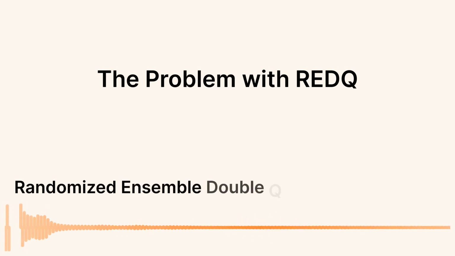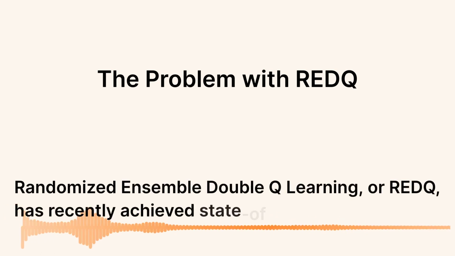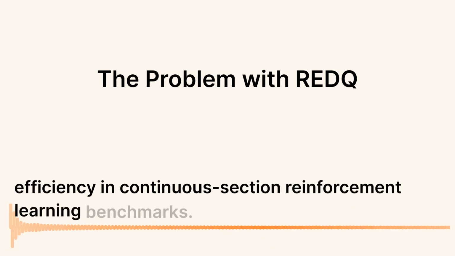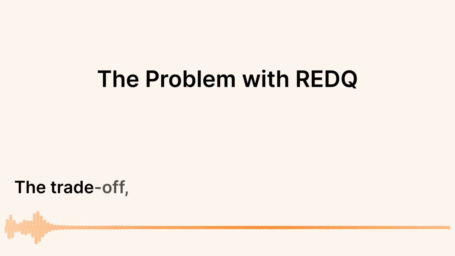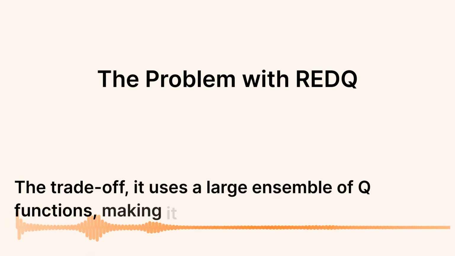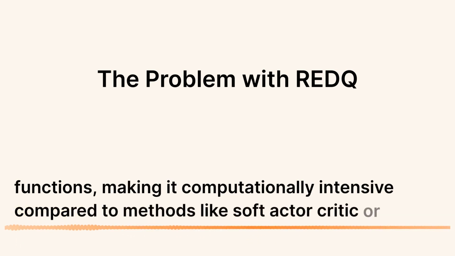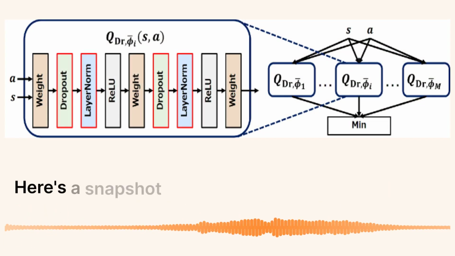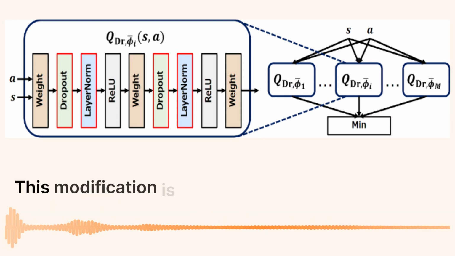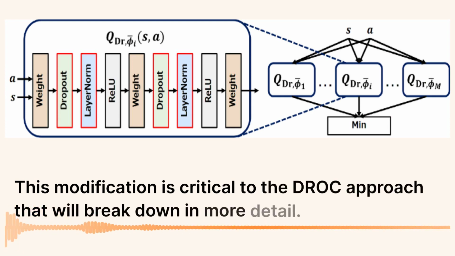Randomized Ensemble Double Q Learning, or REDQ, has recently achieved state-of-the-art sample efficiency in continuous action reinforcement learning benchmarks. The trade-off? It uses a large ensemble of Q functions, making it computationally intensive compared to methods like soft actor critic, or SAC. Here's a snapshot of the dropout Q function implementation. This modification is critical to the DroQ approach that we'll break down in more detail.